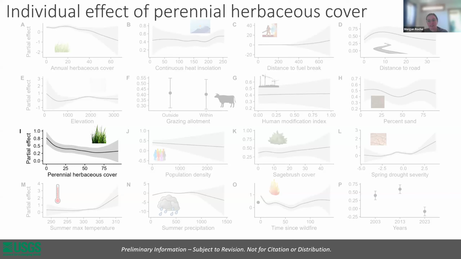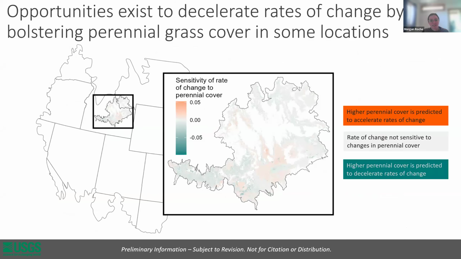So we can use our model to identify places where changes in any of these factors can meaningfully change invasion. So for example, we created a sensitivity analysis where we increased perennial cover by 10% to simulate the effects of something like a restoration action, and to see how that effect varied over space. So we did this just for the small area.